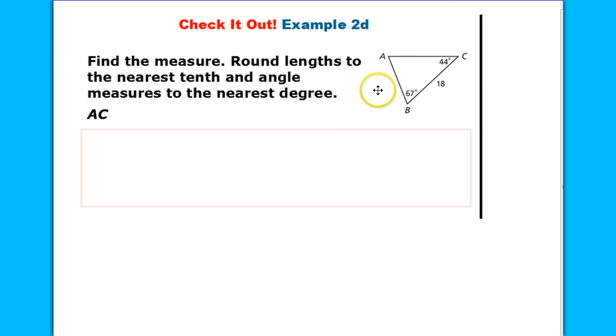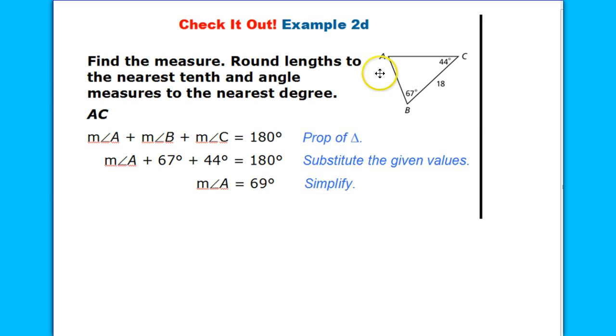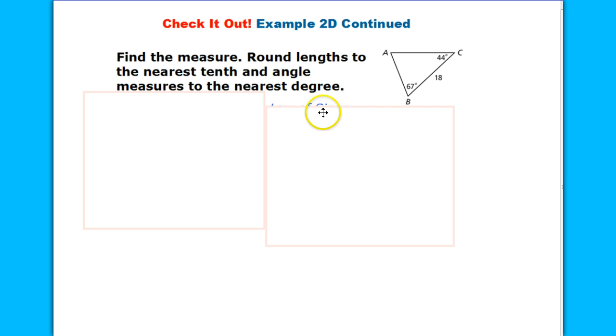So the first thing you could do is just solve for this unknown angle, since we know two angles, right? And that angle is 180 minus 67 minus 44, right? So we have angle A is a 69-degree angle. And now we can use our ratios to find the two unknown sides. So go ahead and find the unknown sides.